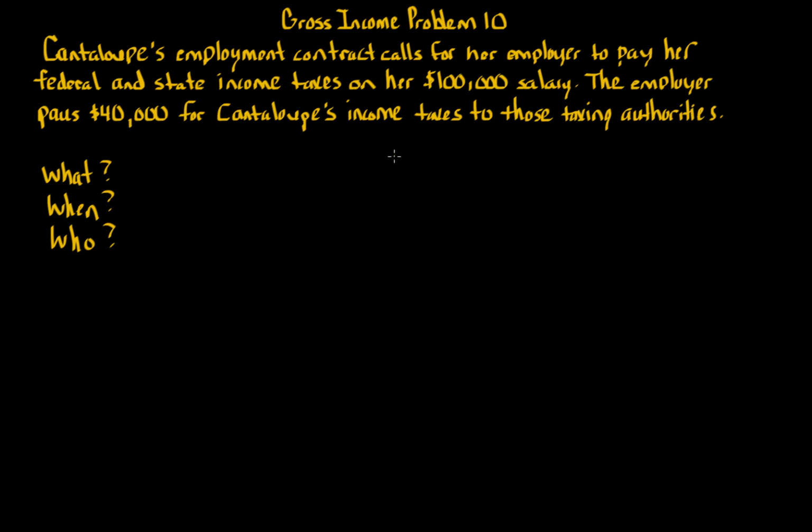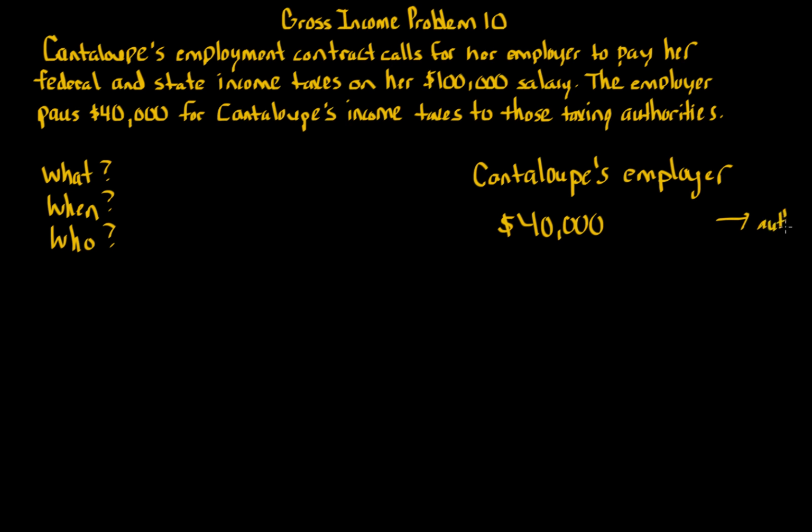So we talked about that. And again, I just want to highlight what exactly is going on here. Cantaloupe's employer pays $40,000 to these state, local, and federal authorities, to the authorities for Cantaloupe's taxes. For Cantaloupe's taxes. And the question becomes, that payment of the $40,000, is that gross income?